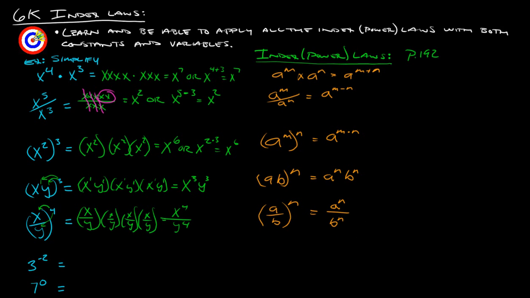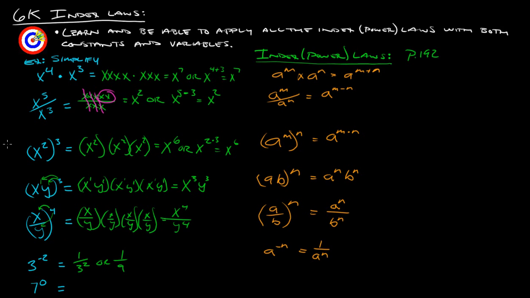Okay. 3 to the negative second. This is one that we hit right at the end of the last set of notes. And what you want to do with this here, 3 to the negative second, is just take this negative exponent and move it to the bottom. So it's 1 over 3 squared. Okay? And that's really all you need to do with that. You could write it as 1 over 9 if you really wanted to, but either way is fine. So that power law is written like this. We have a to the negative n equals 1 over a to the n.